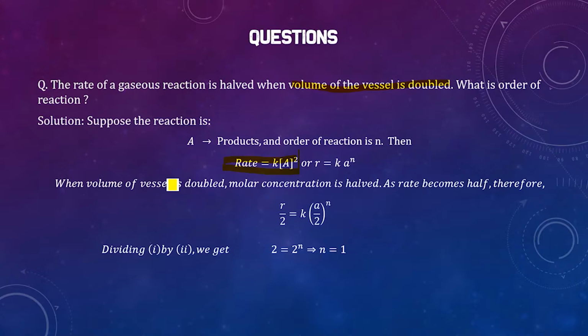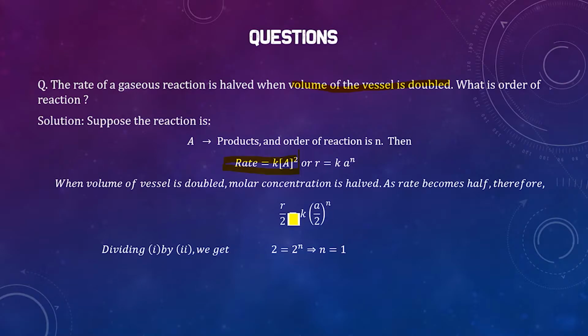The rate of reaction depends upon the concentration. Higher the concentration, higher will be the rate of reaction. It is just directly proportional. So if the volume is doubled, concentration will be halved, and hence the rate of reaction will also be halved, isn't it? So can I write, instead of r, r by 2, k, and instead of the initial concentration a, I will write a by 2 power n.